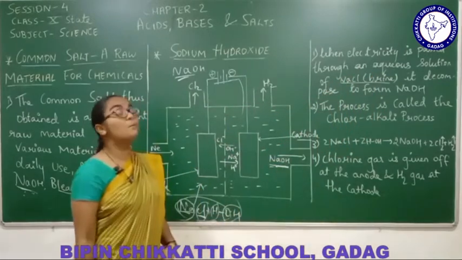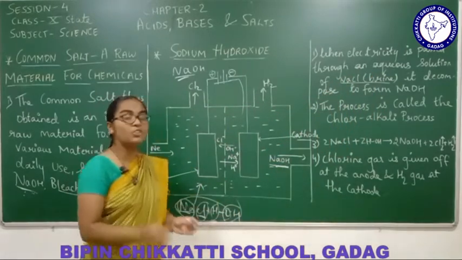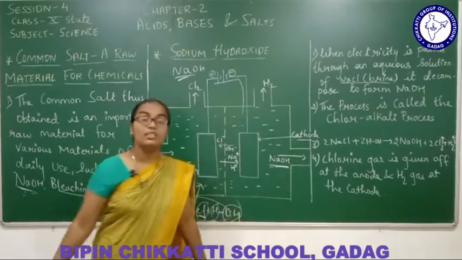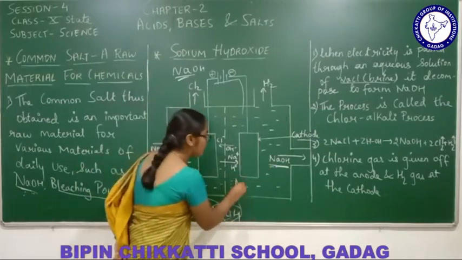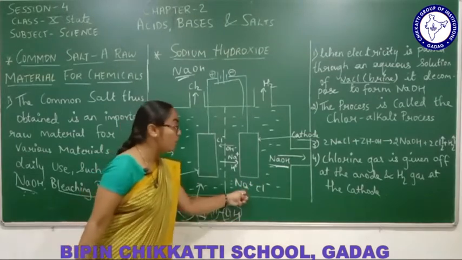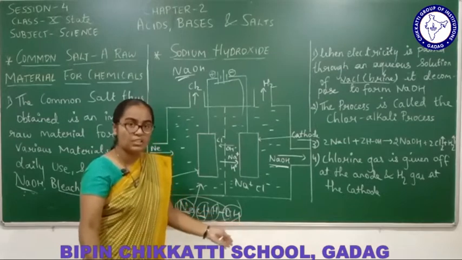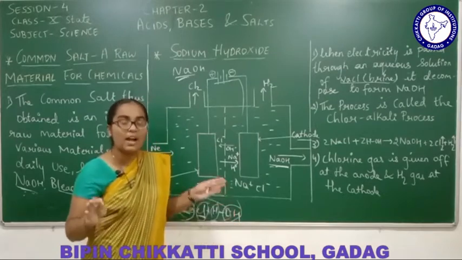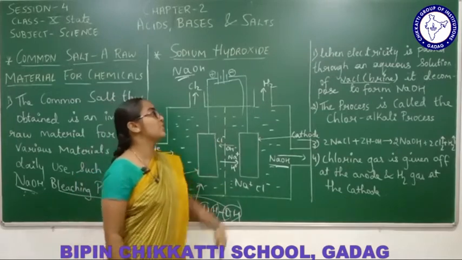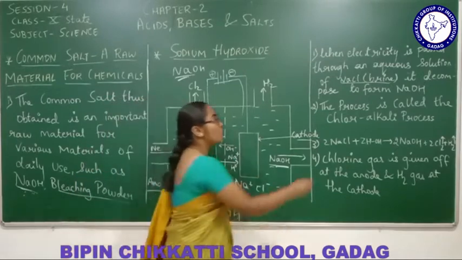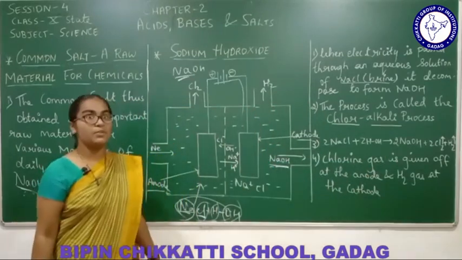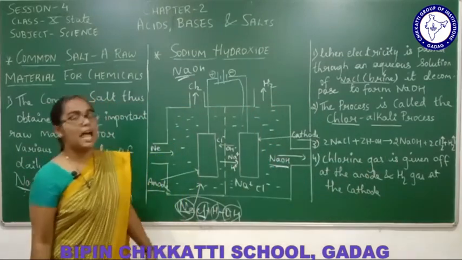So this brine is going to get decomposed to form NaOH. What is that brine consisting of? Na plus and Cl minus, right? So this will get decomposed totally, split into ions to form NaOH over there, right? So this process is basically called the chlor-alkali process. This process is also called the chlor-alkali process.